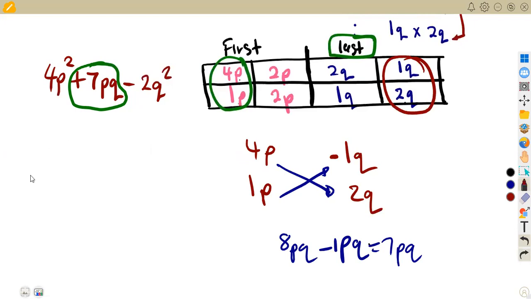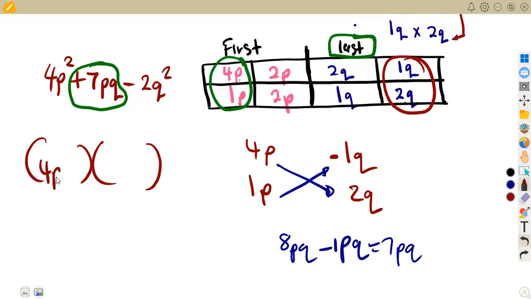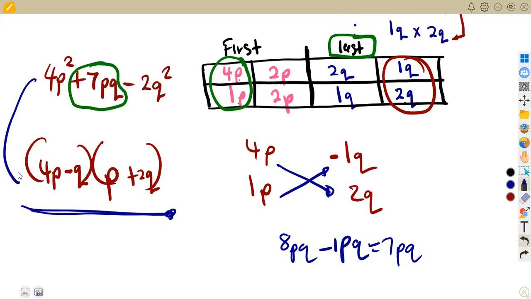Once it gets back here, when it gives you exactly what is here, you write this first in the first part, 4p here and a p here. The last on the last, okay? So it's going to be last minus 1q, which is minus q, plus 2q on the other side. This 2q is going to be a positive. So we have factorized this bracket, this whole factorization here completely, fully.